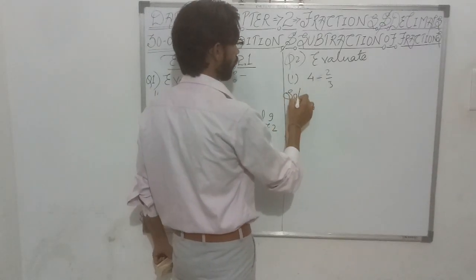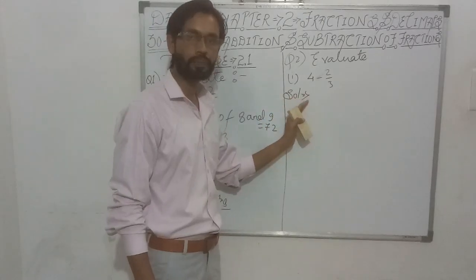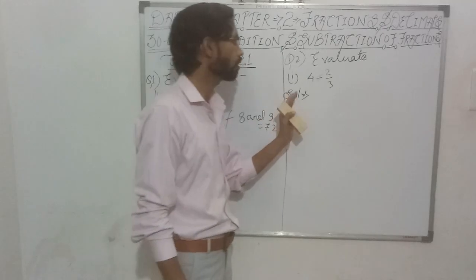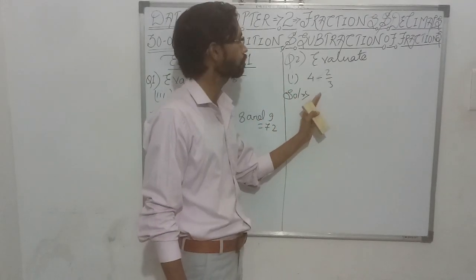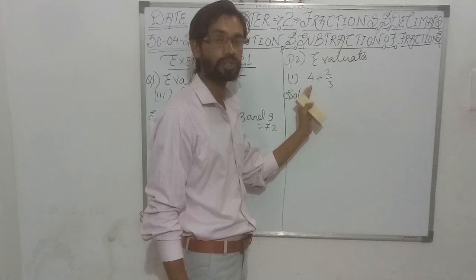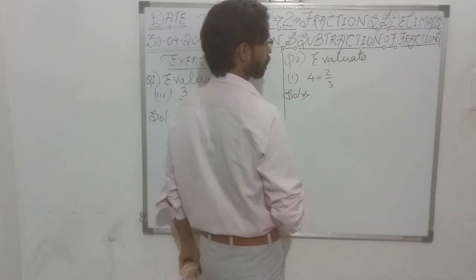Okay. We'll put the heading solution. Again, this question is also similar to the first question, only with slight changes. First of all, the first number is written in the natural form. That means it's written as a whole digit. It's not written in the form of fractions.